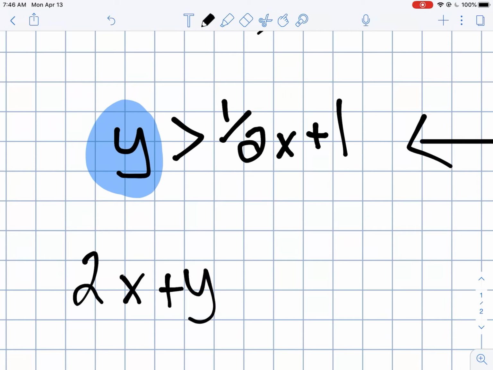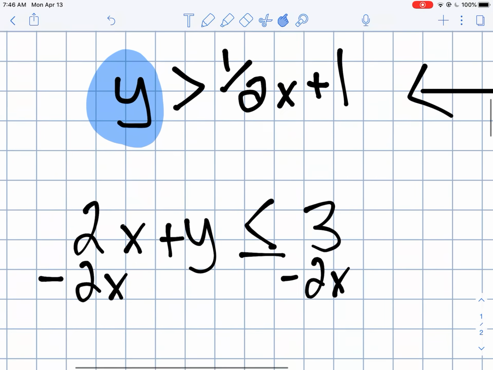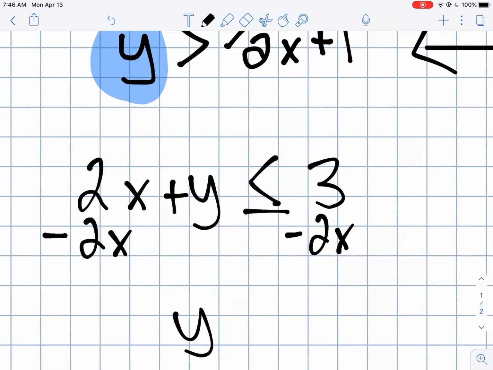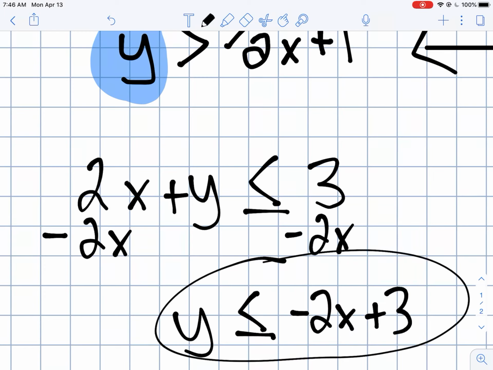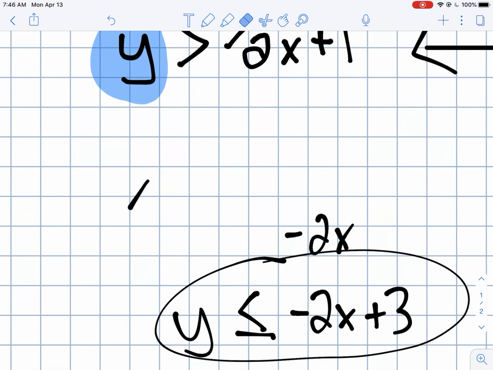Now, say y wasn't alone. Say you had something like this. If you had something like that, you would definitely want to use inverse operations to get y alone. You could subtract 2x on each side, and then you would end up with y is less than or equal to negative 2x plus 3. That's what you ultimately want this to look like. You want y to be all alone.